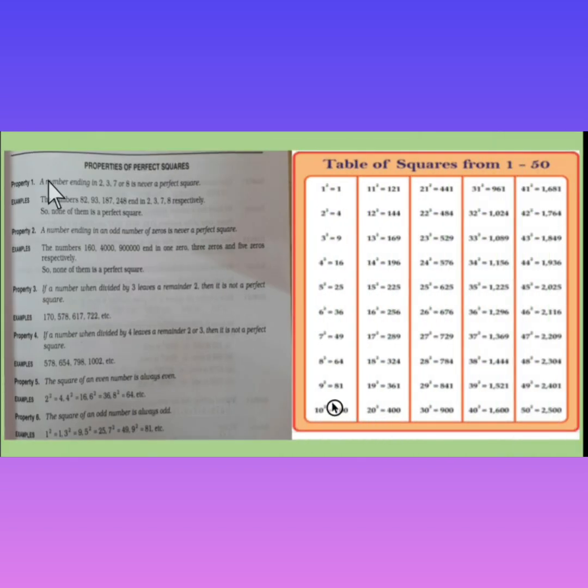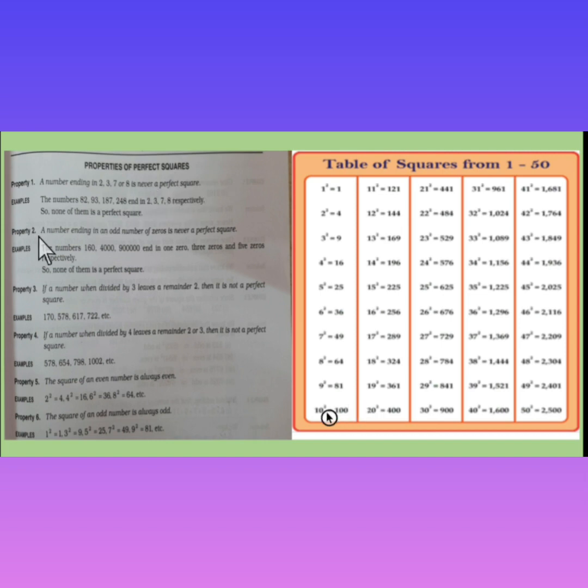First property is a number ending in 2, 3, 7 or 8 is never a perfect square. So you can see this square table. These numbers 1, 4, 9, 16, 25, all these numbers are called perfect squares. They always end with 1, 4, 9, 6, 5. Here again 6, there is 9, there is 4, 1. So when it is a perfect square, the unit place is always either 1, 4, 9, 6 or 5. So a number ending in 2, 3, 7 or 8 is never a perfect square.